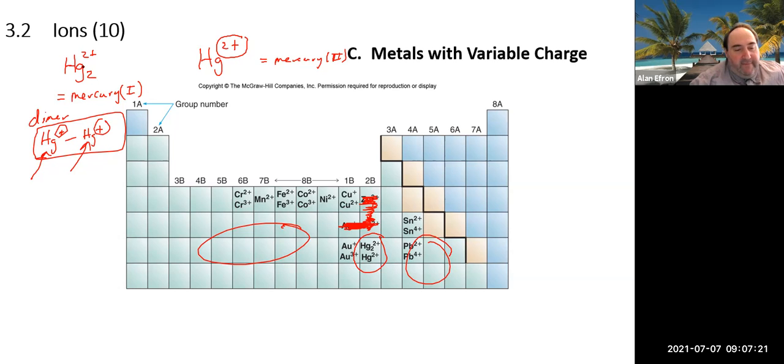That's why it's kind of odd that it has the multiple 2s, but I guess the way to remember that is the one with the multiple 2s is mercury 1, and the one with only one 2 is mercury 2.